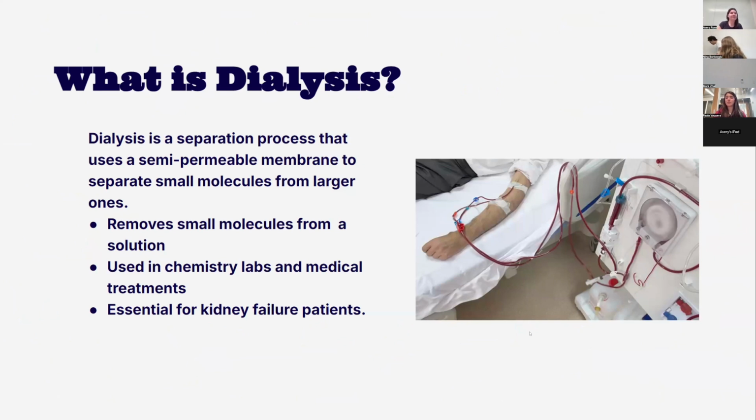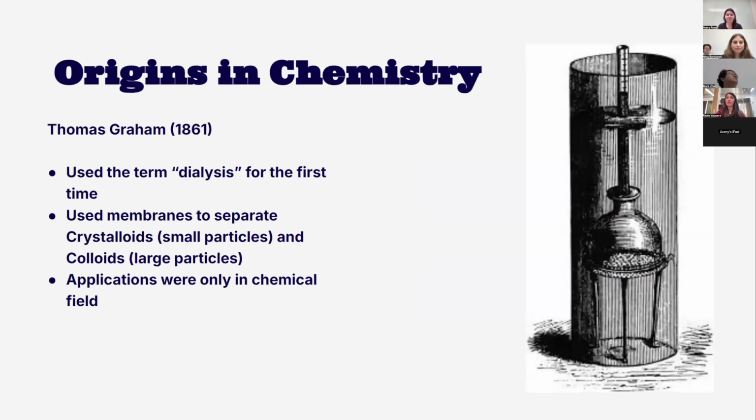Okay, so let's start with the basics. Dialysis is a way to separate small particles from larger ones using something called a semi-permeable membrane. This just means that the membrane lets some stuff go through, like small particles, but keeps the bigger ones out. And today, most of us think of dialysis as a medical treatment for people with kidney problems, right? But actually, it started out as a science experiment back in the 1800s. Over time, it turned into this life-saving medical technology that we have now.